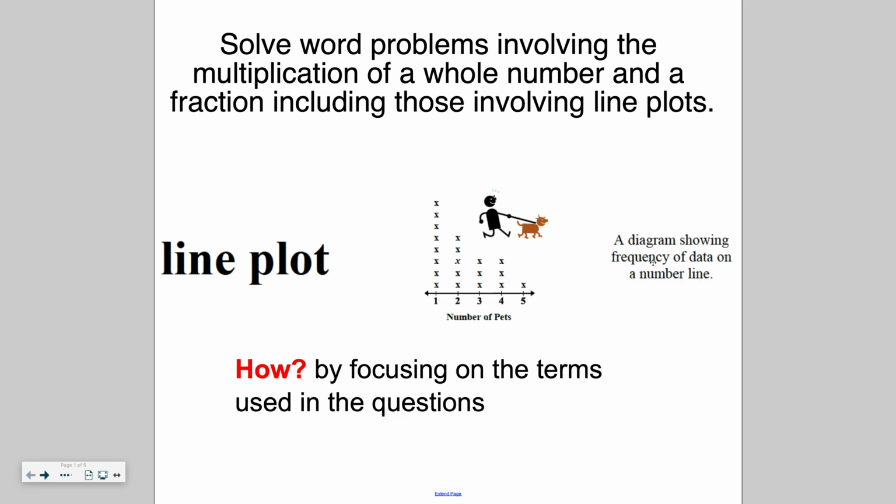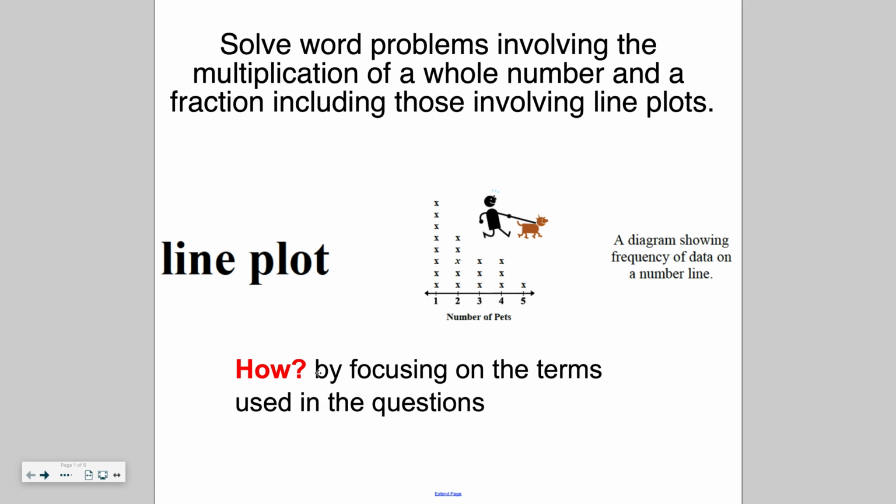So to refresh our memory, a line plot is a diagram showing frequency of data on a number line. For example, in this case, showing the number of pets that someone has or that a class has, and it shows, oh, well, 1, 2, 3, 4, 5, 6, 7, 8 people or students have one pet. Only one person has 5 pets, and so on.